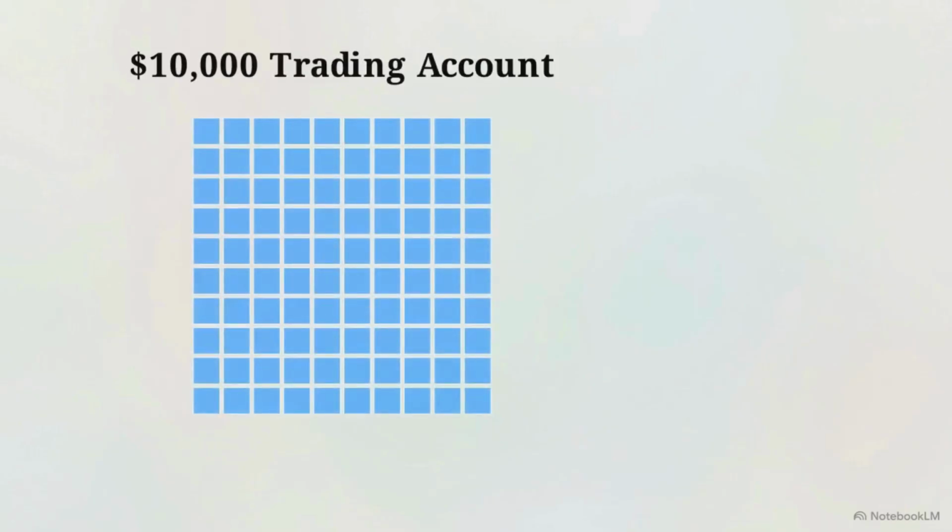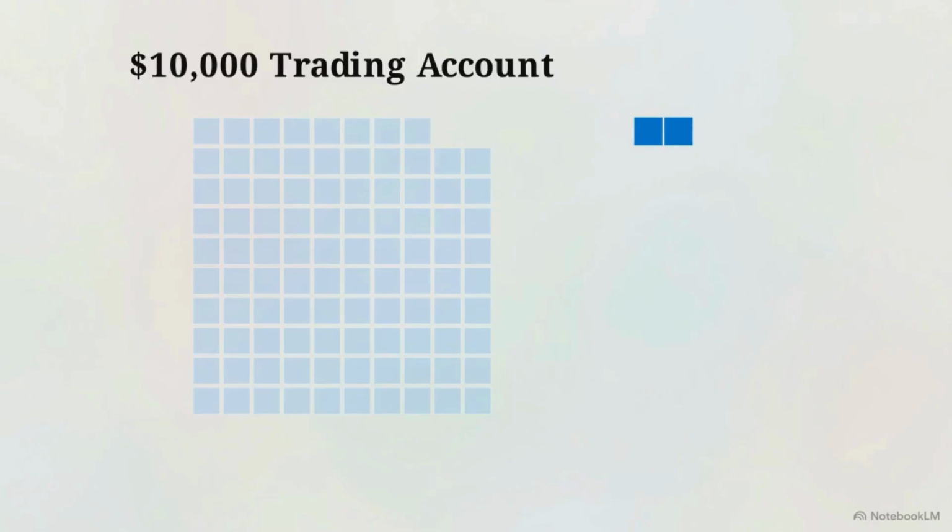Here is a visual breakdown of how this limits you. Let's start with a $10,000 trading account. Following the 2% rule, we isolate our maximum risk pool. For this account, you are allowed to risk exactly $200 on your next trade.